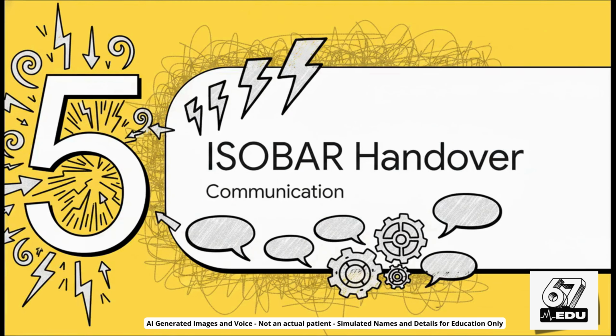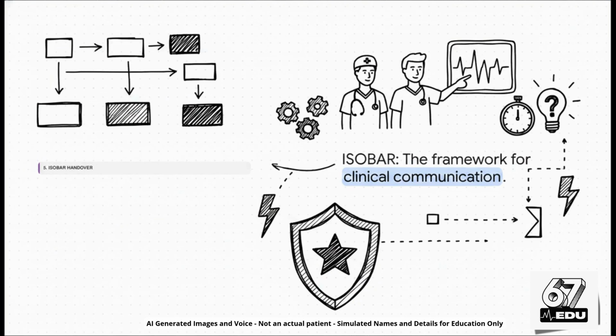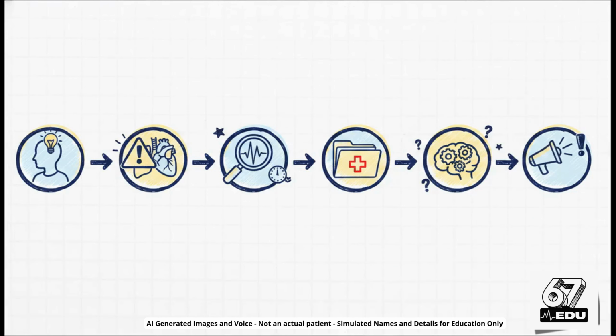Finally, Section 5, executing the ISOBAR handover. When the room is spinning and everything is going wrong, your communication has to be completely flawless. We use the ISOBAR handover framework. This is our gold standard for a reason. It cuts out the fluff, stops the guesswork, and makes sure the rapid response team knows exactly what they're walking into the second they arrive at the bedside. Let's break down exactly how this sounds in practice.